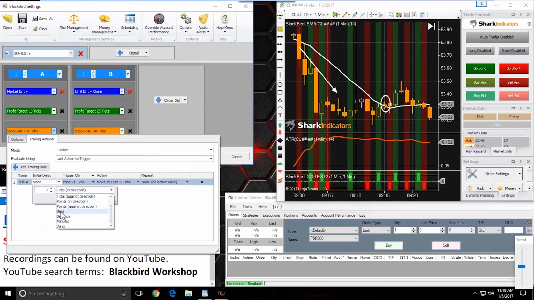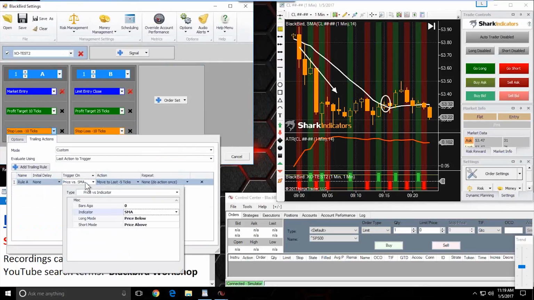However, bars, of course, if you're counting bars, that can only get evaluated once the bar closes. And time, so seconds, minutes, and days, those are time based, so those have to be evaluated in real time as well, right? Let's go to the trigger events here.